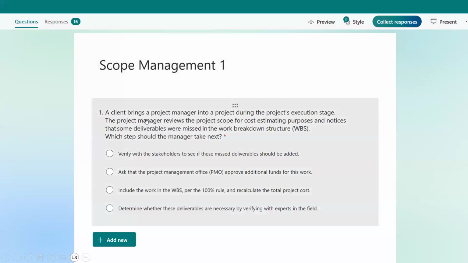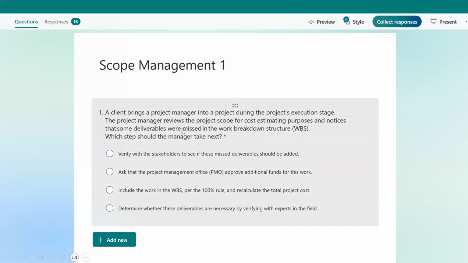A client brings a project manager into a project during the project's execution stage. That means you are taking over from another project manager, assuming yourself as a project manager. There will be questions like this. If you are starting from the beginning, it's one way to manage. In case you are joining in the middle, then you have to know a few things. There will be questions like that.